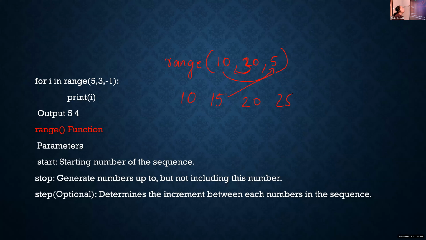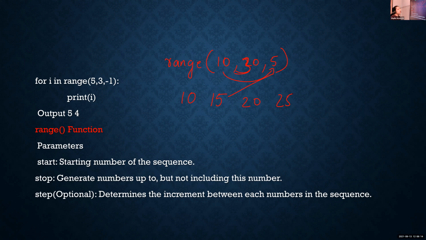So range 10 comma 30 comma 5 means the start value is 10. After that, the next value is just add 5 to this 10. So 10 plus 5, 15. Then the next value is 15 plus 5, that is 20. Then 20 plus 5, 25. 25 plus 5, 30 is the next value. But before that, you just check the stop value. Here the stop value is 30. We can't include 30 here because 30 is the stop value.